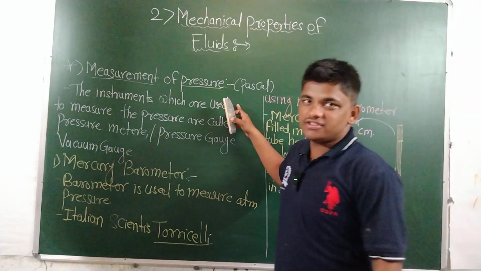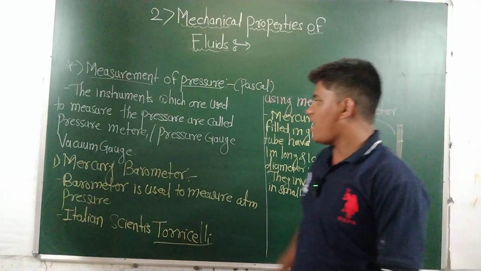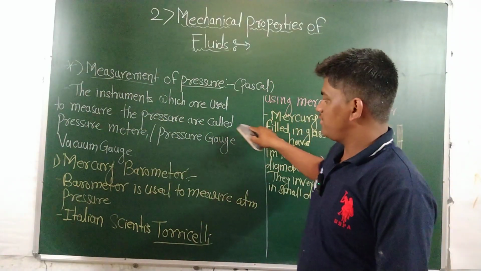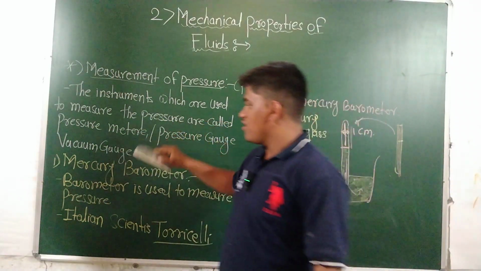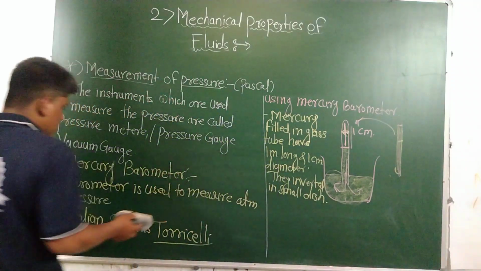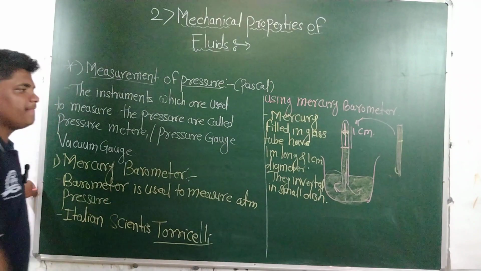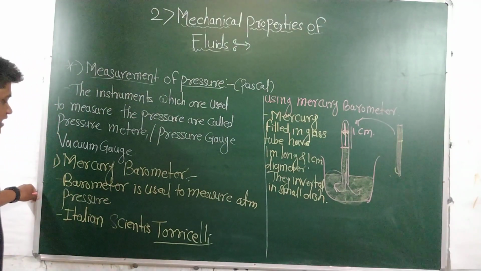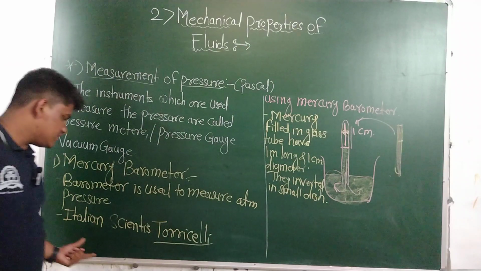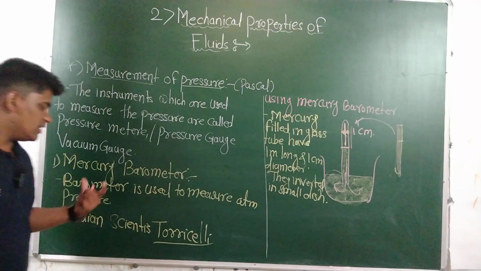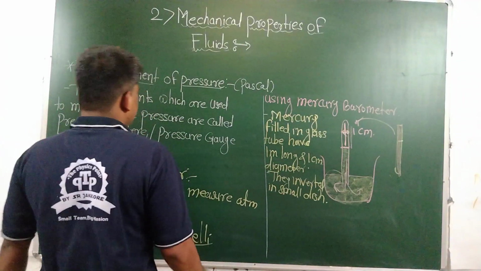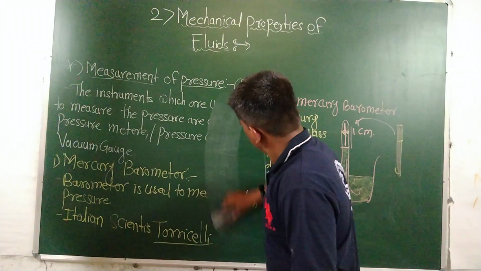You know the instrument which is used to measure pressure is called pressure meter, pressure gauge, as well as vacuum gauge. The mercury barometer is one of the best instruments used to measure atmospheric pressure, and the scientist who discovered it comes from Italy, and his name is Torricelli.